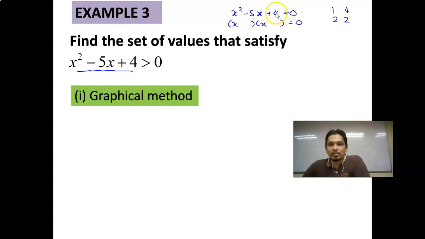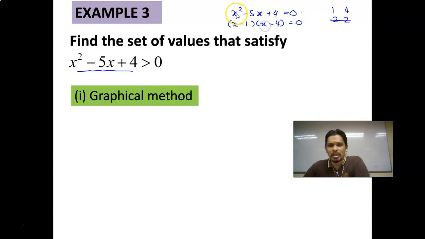Multiplication, the product is 4, but then this is referring to the difference. Okay. 2 plus 2 or 2 minus 2 or negative 2 minus 2 won't give you negative 5. So this is not it. So let's try with this one here now. 1 and 4, minus 1 minus 4.